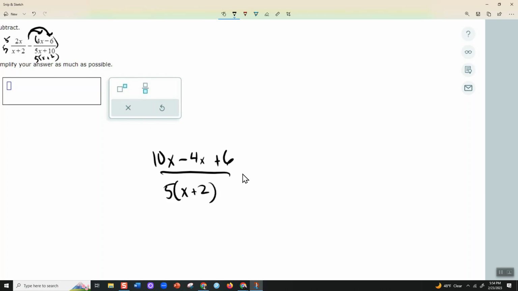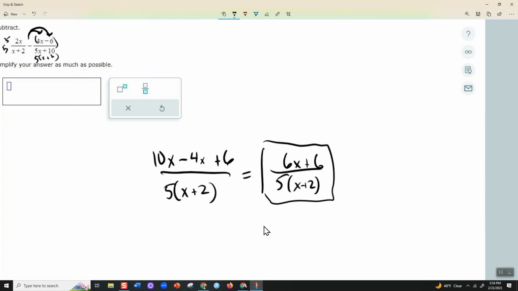Very easily forgotten. 10x minus 4x is 6x plus 6. Common factor is 6. This is 5 times x plus 2. Even if I were to factor that 6 out, it won't make a difference because I can't simplify. So that should be my final answer. 6x plus 6 over 5 times x plus 2.